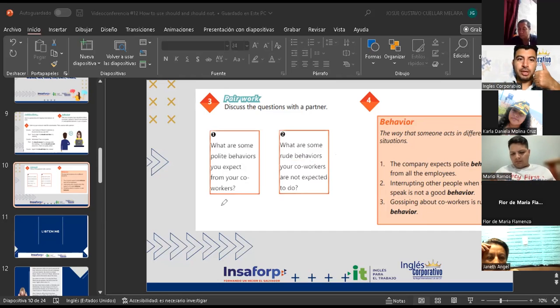Número uno, lo que sí se espera. Actitudes positivas de tus compañeros. Dos, actitudes negativas que se espera que no se den. Okay? You're going to work in couples. Entonces, me hacen dos de estas y dos de estas. Dos actitudes buenas que se esperan de los empleados y dos actitudes que se espera que no hagan los empleados. Okay? We're going to work in the same pairs. Vamos a trabajar en las mismas parejas.